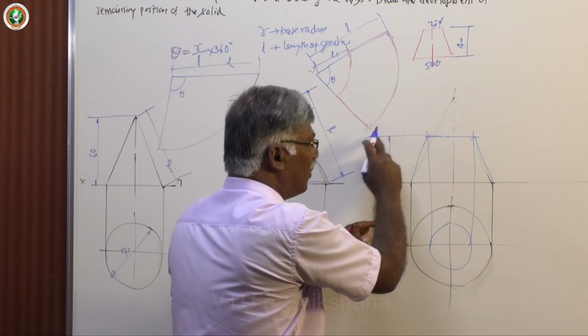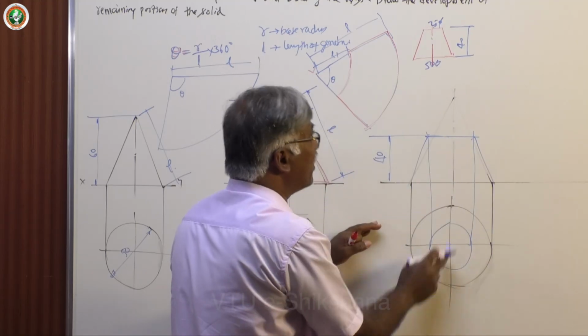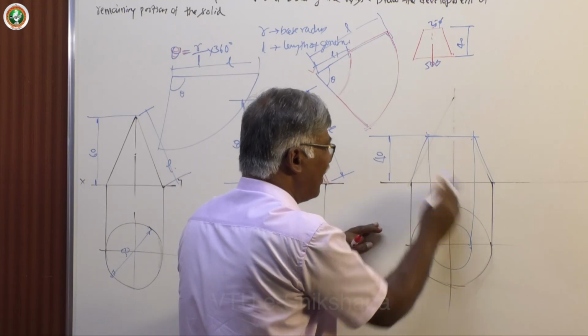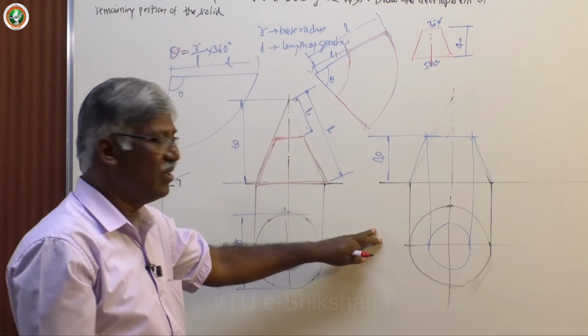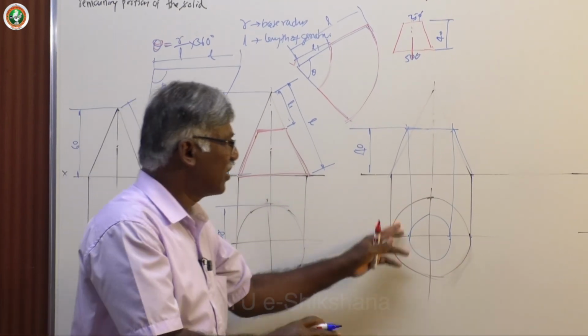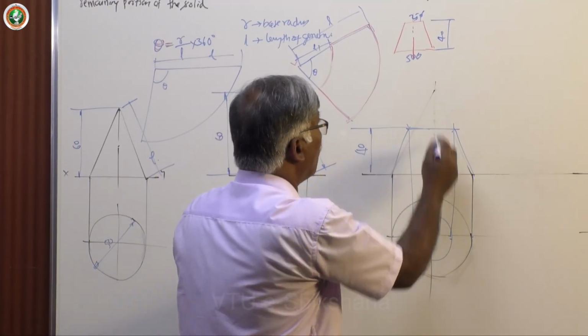At a height of 40, you draw one line and draw two concentric circles with 50 and 25. Then project these end points. You will get the figure. That's all. No question of divisions. It's only projecting this. Now what do you do? How to get L?